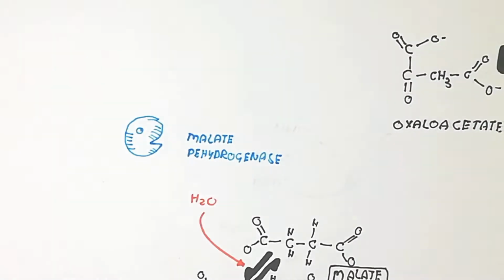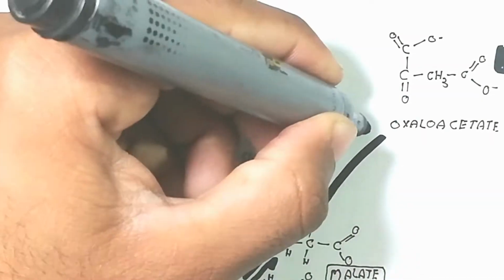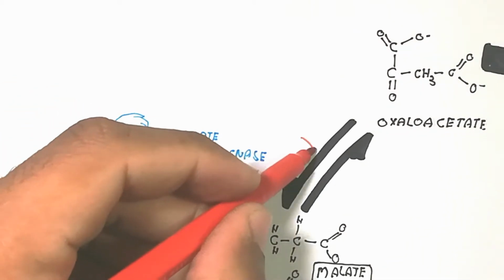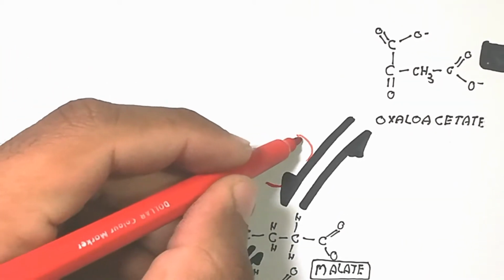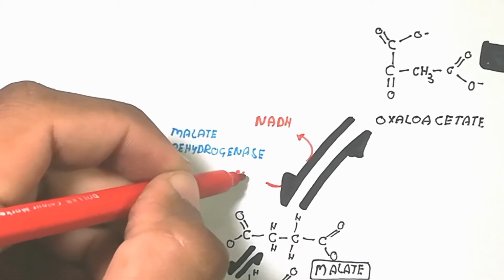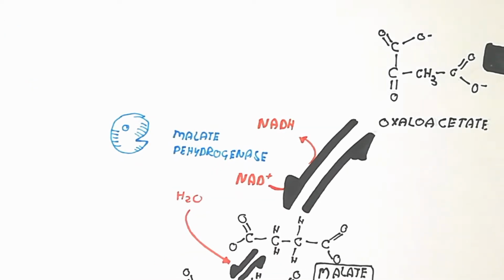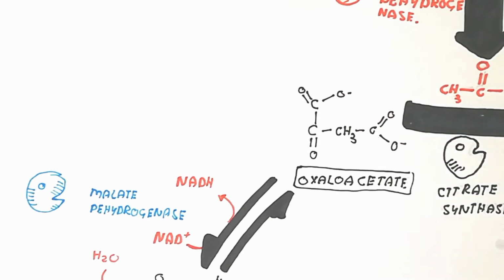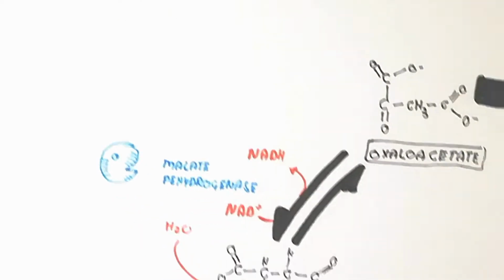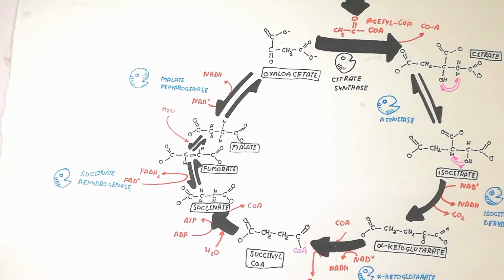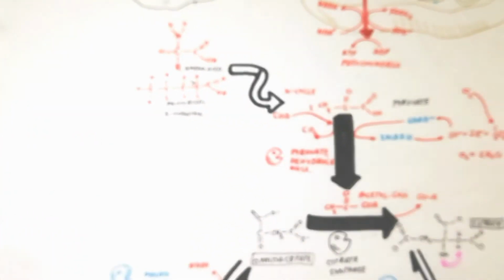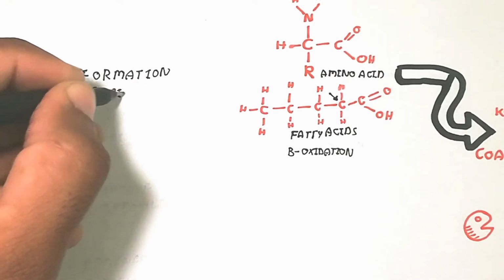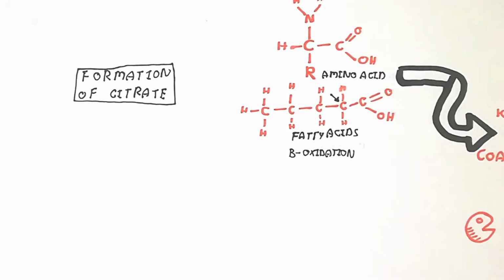This oxaloacetate, in the presence of malate dehydrogenase enzyme, is used to produce, again, NAD plus converting into NADH. So this cycle occurs two times, because 2 pyruvate molecules are produced. So oxaloacetate will be produced again, and again there will be carboxylation, and so on. So alpha-ketoglutarate is 5 carbon, basically. I made a mistake.